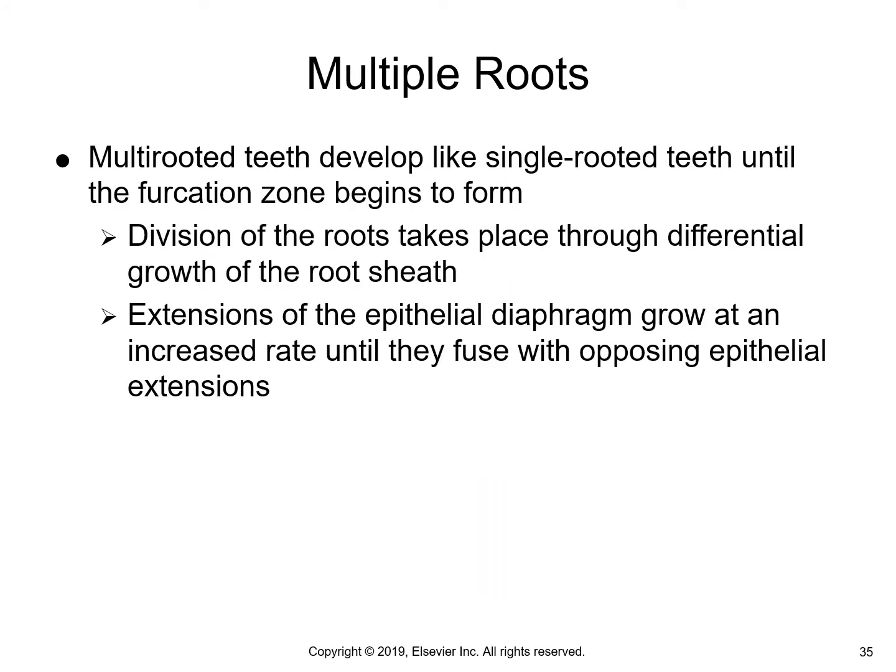A multi-rooted tooth will develop like a single-rooted tooth until the bifurcation zone begins to form. The division of the roots takes place through differential growth of the root sheath, and extensions of that epithelial diaphragm will grow at an increased rate until they fuse with opposing epithelial extensions.